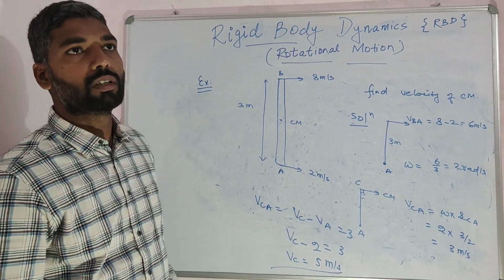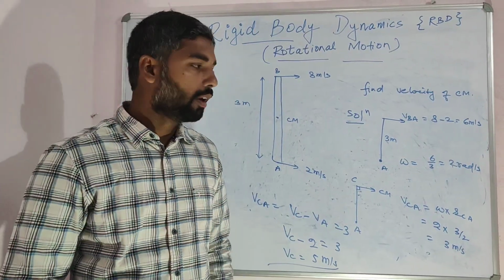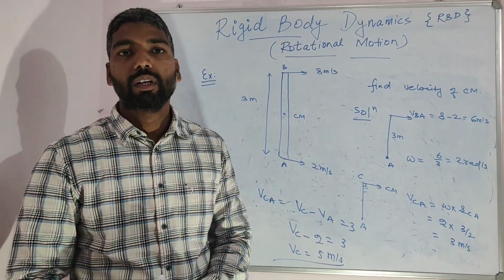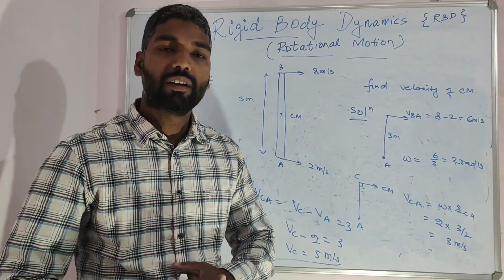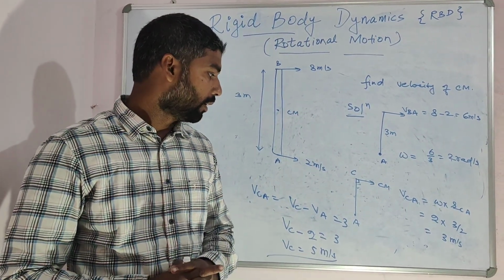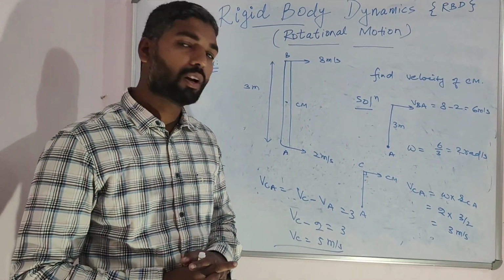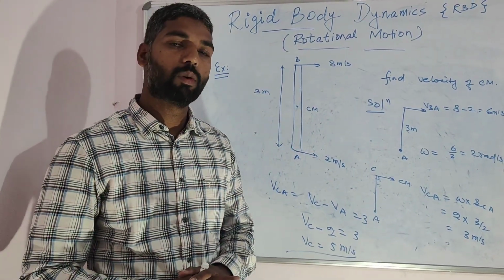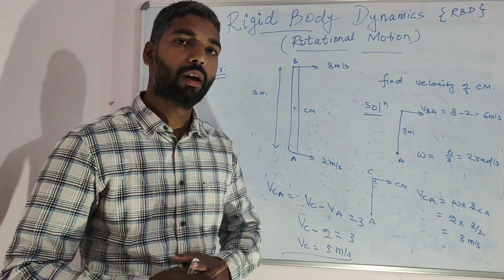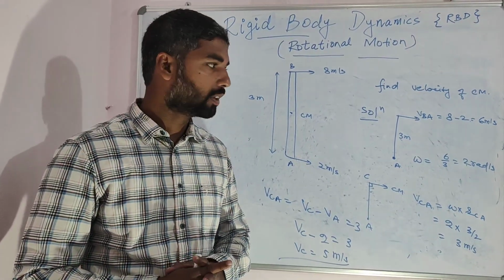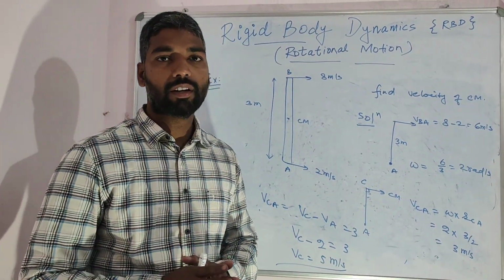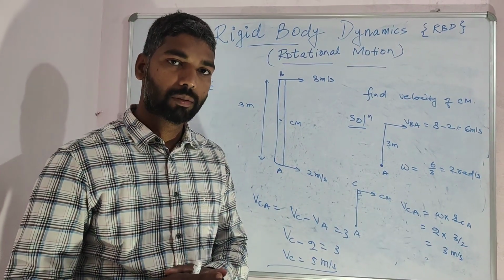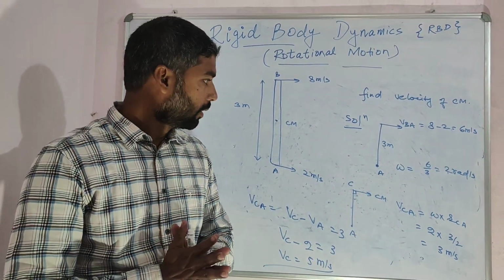So by using the properties of a rigid body, we can easily analyze the motion of a rigid body. We can find the angular speed, and also we can find the velocity of the points. Next is moment of inertia. But before talking about moment of inertia, we will see the types of motion a rigid body will perform, like pure rotation, pure translation.